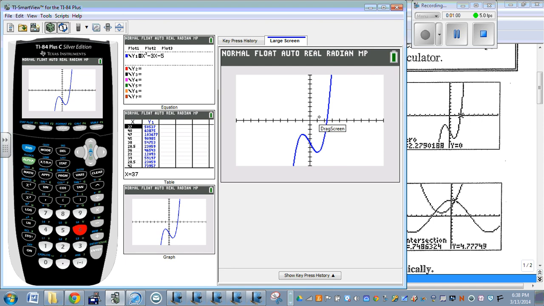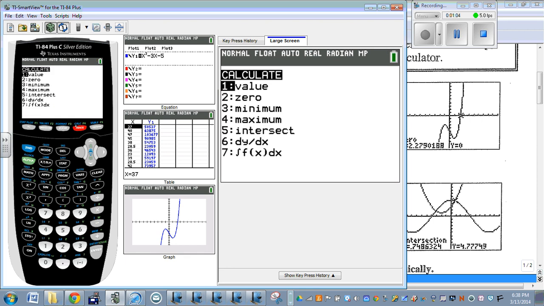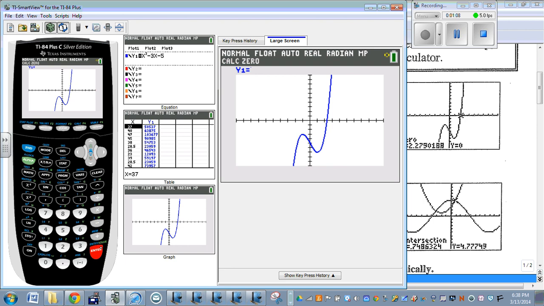All we have to do is go to second trace and 0 is the second option. So it asks us for a left bound. That just means a point to the left of the 0. So we know the 0 is here between like 2 and 3. So we can actually just type in 2 for the left bound and hit enter.